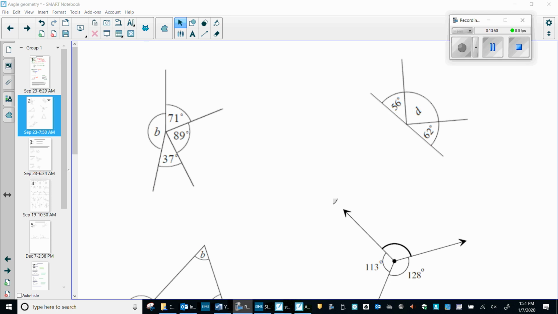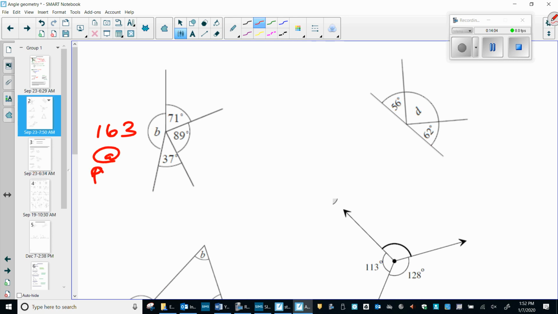Right. Okay. I probably should know the answers to these, but I'm going to trust that you will get brief responses. What's B? B is 163. And what was the reason? Angles at a point add up to 360. Okay. So you can just say angles at a point.